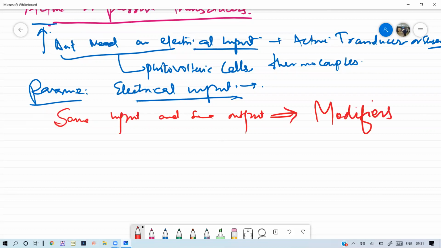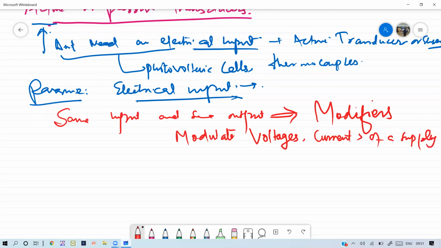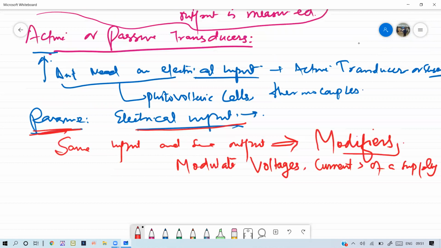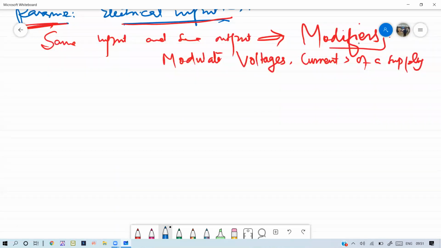What they do actually is modulate the voltage or current of a supply. What we supply, they modulate, they modify that input, whatever you are using. So that's how we define them. So when there is an electrical input, these are called passive, and in this passive case we have modifiers. And sometimes we don't need an electrical input, so those are called active or self-generating transducers. That means they generate the output by themselves, the electrical output or any other form of output.